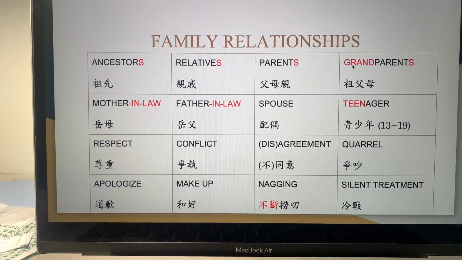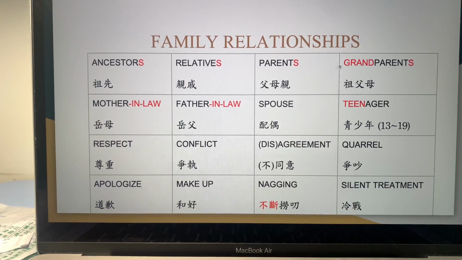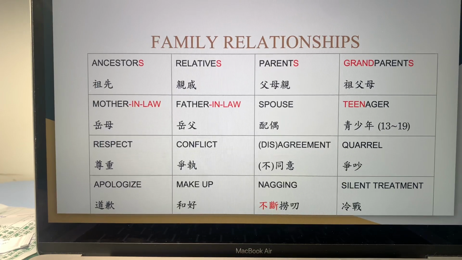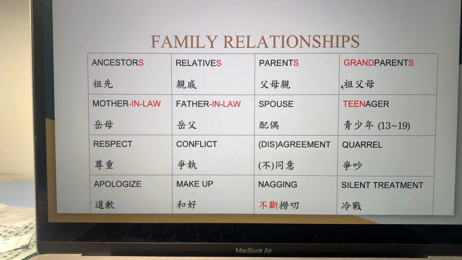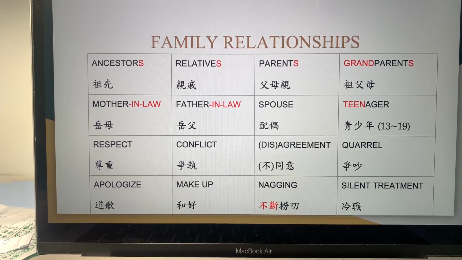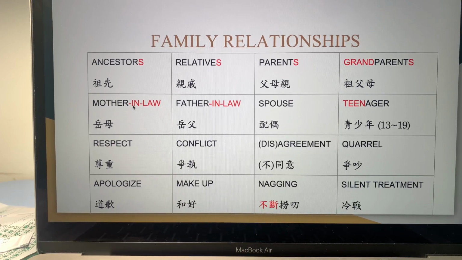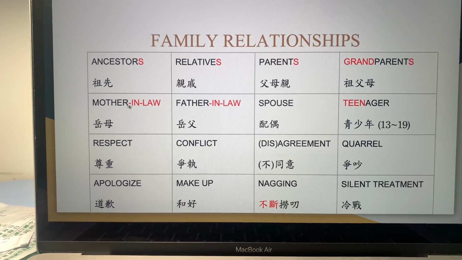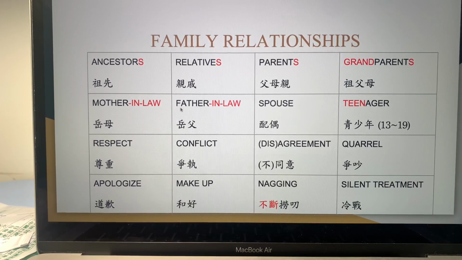And next one is grandparents. We add a grand to specifically mean 祖父母, 祖父母. And mother-in-law, in-law, because they are not really your mother, right? So, 岳父岳母 is father-in-law, mother-in-law.